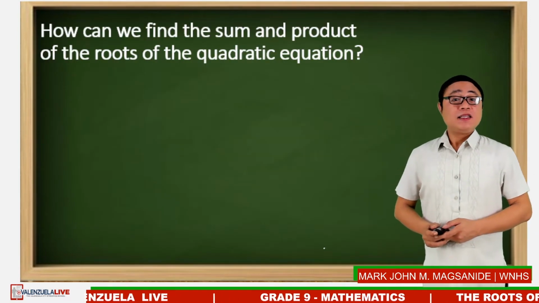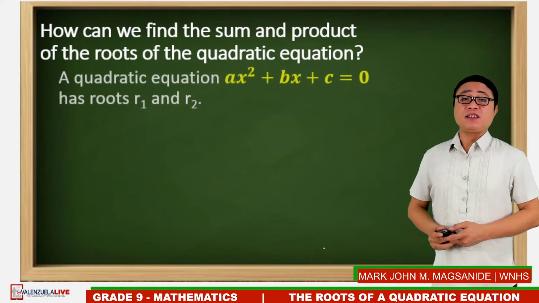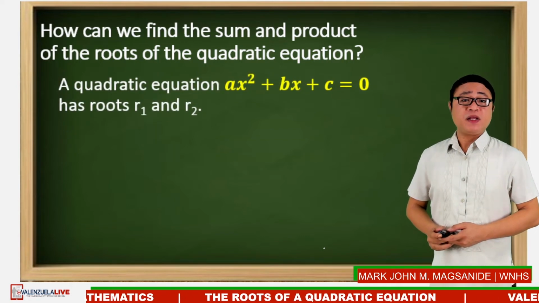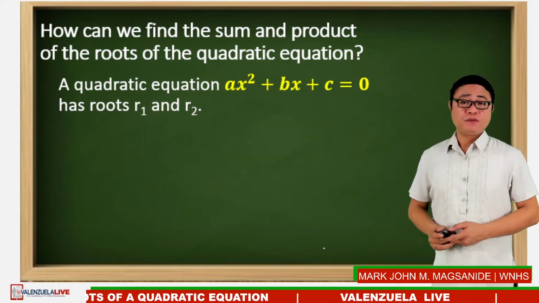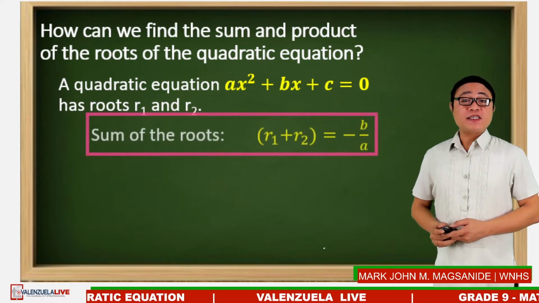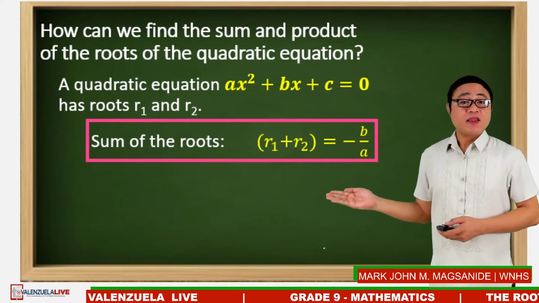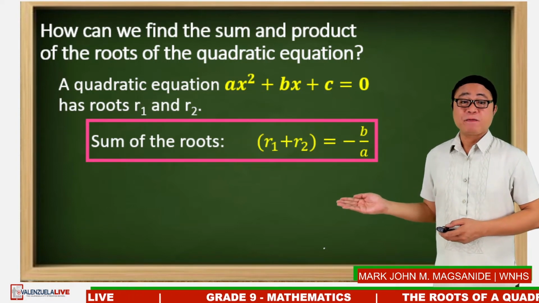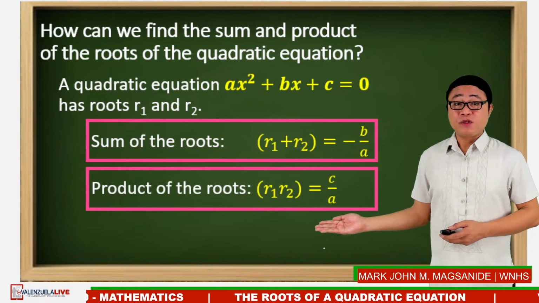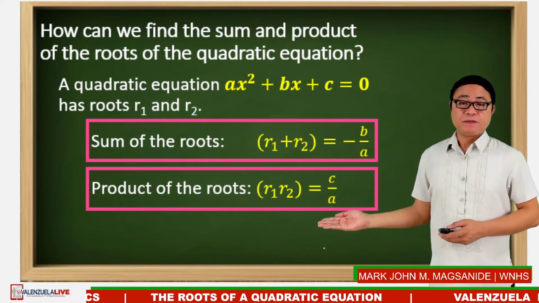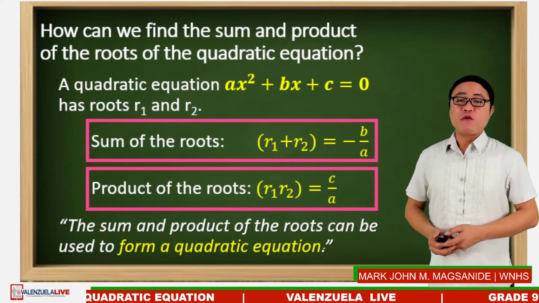How can we find the sum and product of the roots of a quadratic equation? A quadratic equation in standard form, ax squared plus bx plus c is equal to 0, has two roots, r sub 1 and r sub 2. Then the sum of the roots can be solved using r sub 1 plus r sub 2 is equal to the negative of the fraction b over a. And the product of the roots can be solved using r sub 1 times r sub 2 is equal to c over a. The sum and product of the roots can be used to form a quadratic equation.